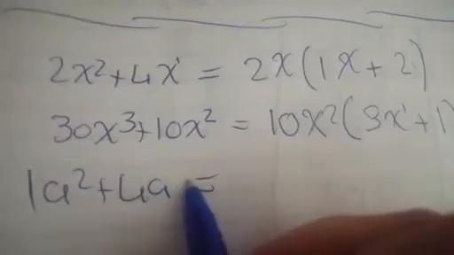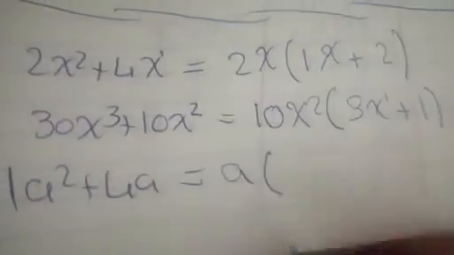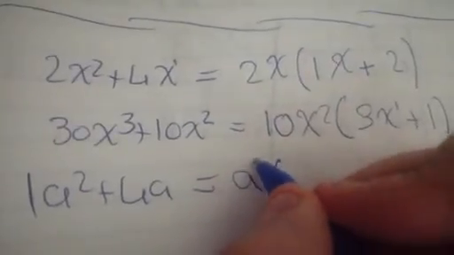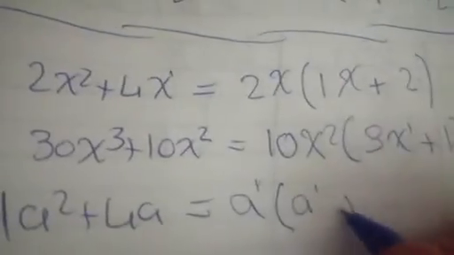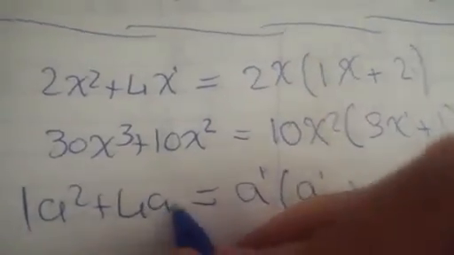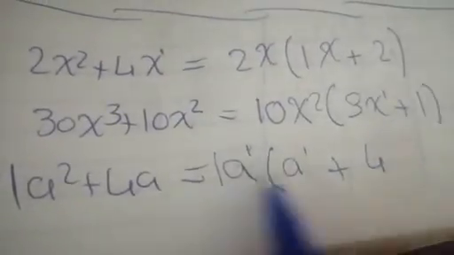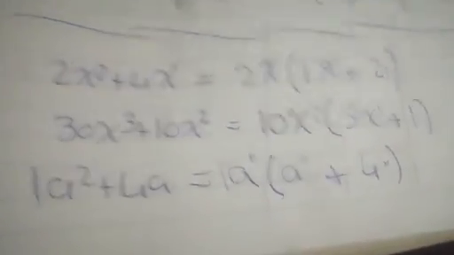So can we take anything common between a squared and a? Yes, we can take the lower one, which is a. Then open a bracket. A squared divided by a, as if we have here a 1, 2 minus 1 is 1. So a power 1, or a. Plus 4a divided by a is 4, or 4 divided by 1, as if there is a 1. 4 divided by 1 is 4. A divided by a is 1. 4 times 1, which is 4 here. Any problems?